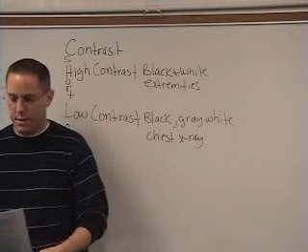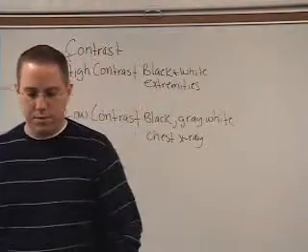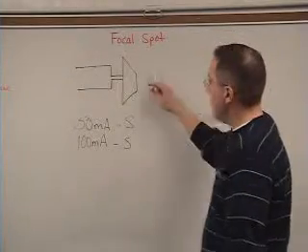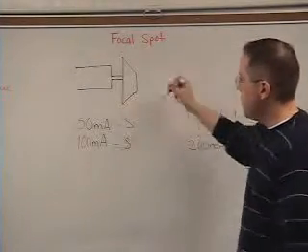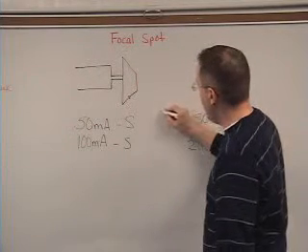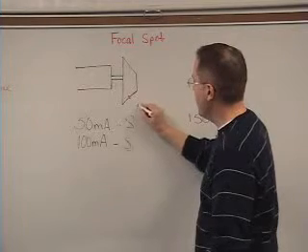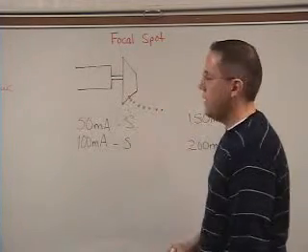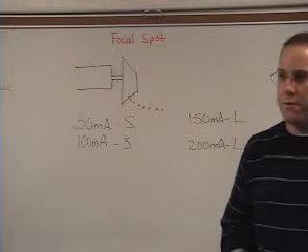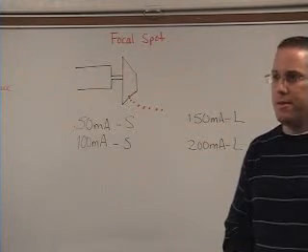All right, look on the top of page 6. It talks about the focal spot. The focal spot is this little spot right here where that beam of electrons comes across and hits the anode. It can either be a small focal spot or a large focal spot. It depends on how many milliamps you use.